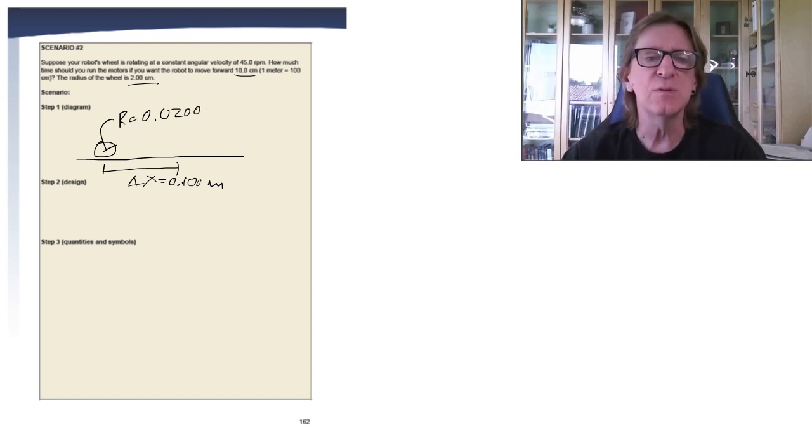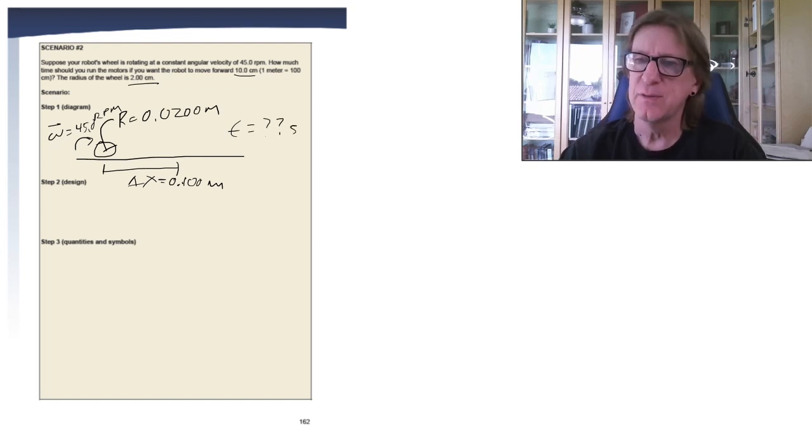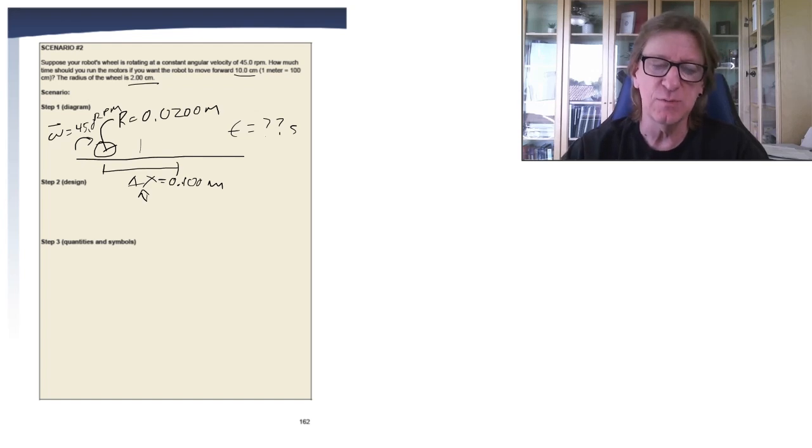So 0.0200 meters. And then finally, we know that the wheel is rotating at an omega of 45.0 revolutions per minute. RPM, remember, means revolutions over minutes. All right, and so what I want to find then is the time required for that to happen. So we're using time. We've got a constant velocity here. I should be able to use my rotational kinematics. But first of all, I've got to convert this delta x into how many rotations I need to make. So let's think about that in our step 2.